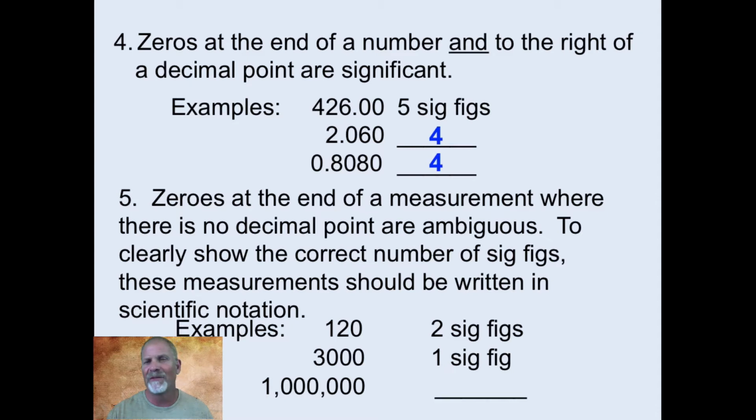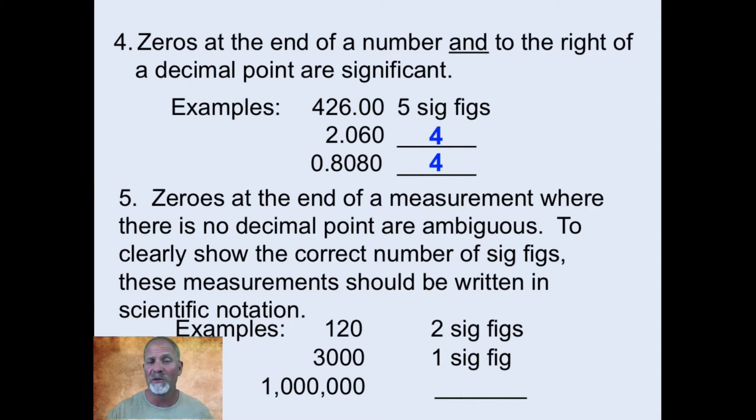Now zeros at the end of a measurement where there's no decimal point are actually ambiguous. This one's going to be kind of so-so. We're going to play with this one. I'm going to kind of work with you on this one. That last zero, if there's no decimal at the end, we really don't know if it's significant or not. And so in this situation, we're going to say zeros at the end of a number are not significant. Now 120, I could say there are 2, possibly 3 sig figs.